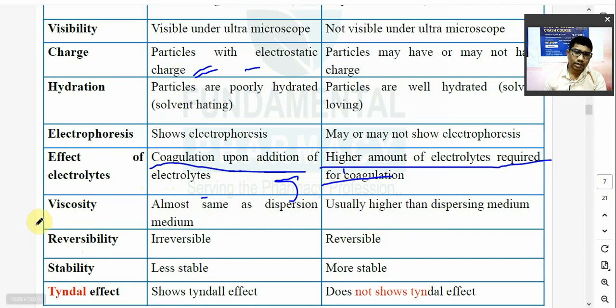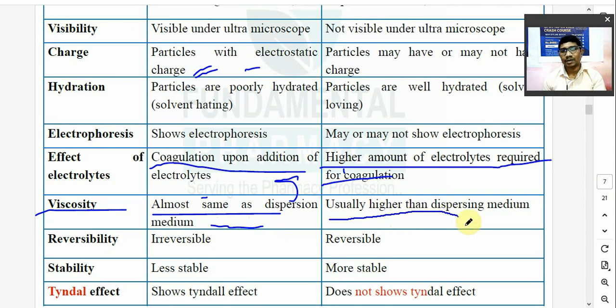Now viscosity of lyophobic colloid is the same as that of the dispersion medium. तो अगर सिल्वर के पार्टिकल आपने वाटर में डिस्पर्स किए, जितना वाटर का विस्कोसिटी उतना ही वो कोलाइड का विस्कोसिटी रहेगा. Lyophobic colloid will show viscosity exactly similar to the continuous medium, the dispersion medium. But in case of lyophilic colloid, अगर आपने अकेशिया का सॉल्यूशन बना लिया, so viscosity will be usually higher than the dispersing medium. Now reversibility: lyophobic colloids are irreversible. एक बार बन गए तो बन गए, बाद में इरिवर्सिबल. But lyophilic colloids are reversible.